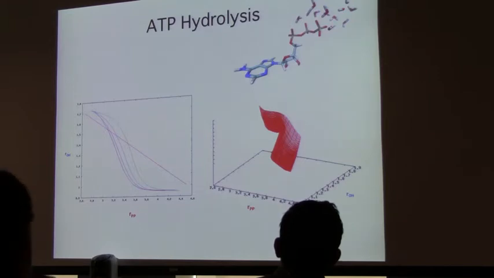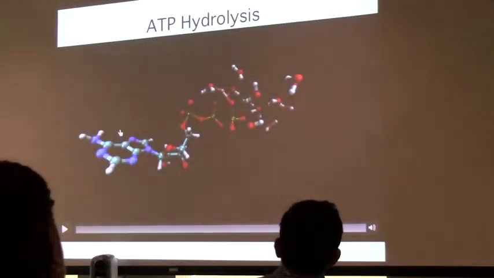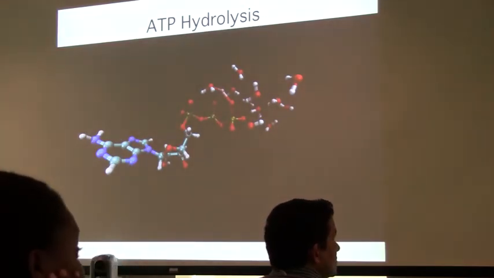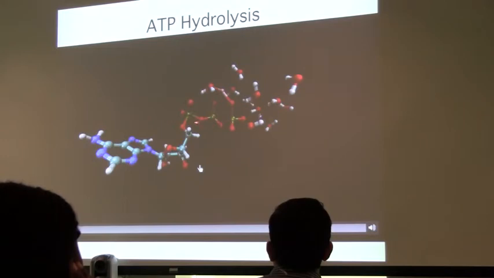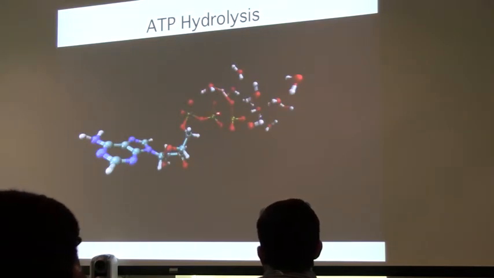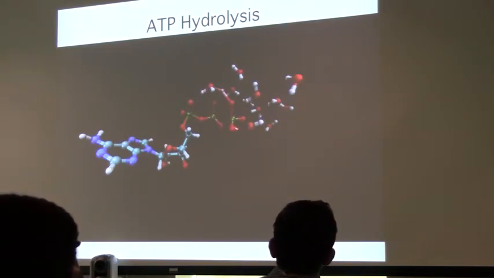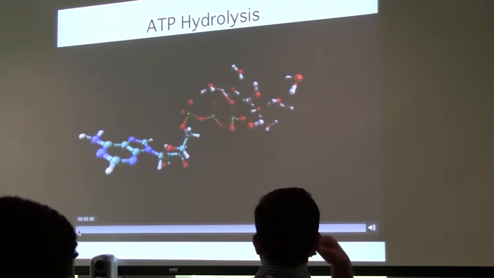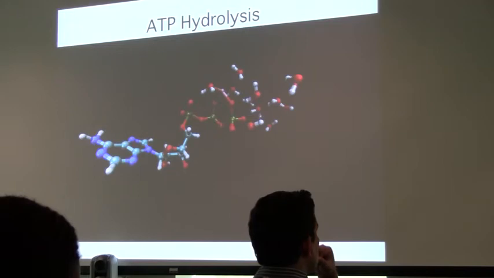So I'm going to try to play this movie. Hopefully it'll work. It's hard to see, but this is again the phosphate here, and we're hopefully going to see this oxygen associate with this phosphate, and we're going to see some proton shuttling as well. Each one of these frames in this video is an image along the string, along the path.